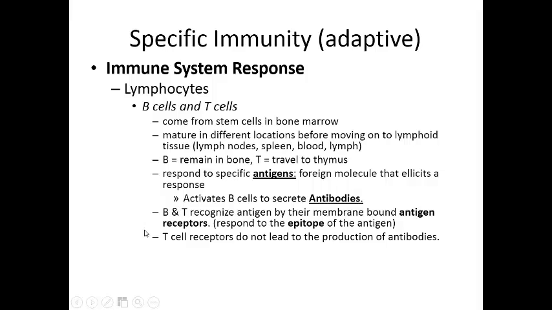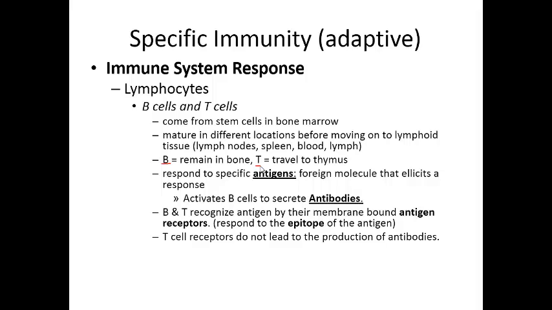There are two types of lymphocytes. You have B cells and you have T cells. Both come from stem cells within the bone marrow, but they mature in different places within the body. The B cells mature in the bone, which is why they're called B cells, and the T cells mature in the thymus gland. Once these lymphocytes have matured, they are going to be stored within the lymphatic system.